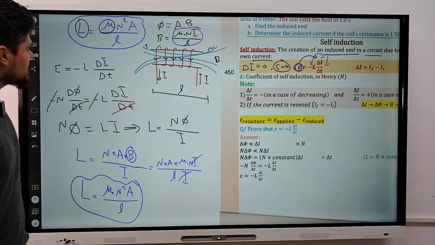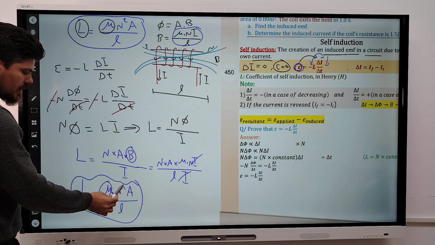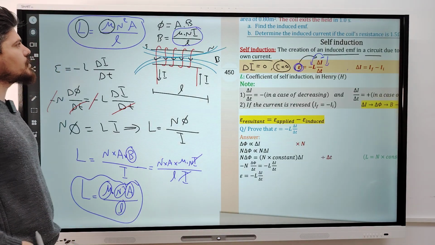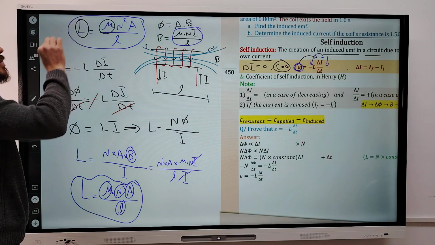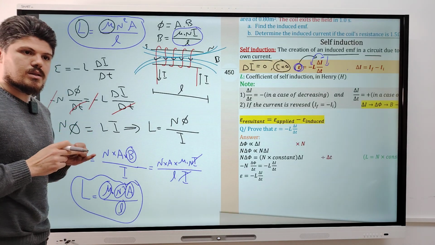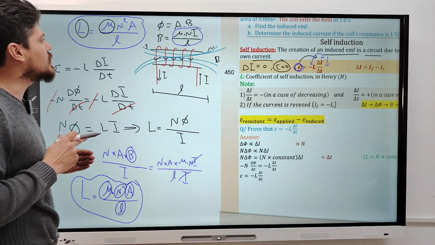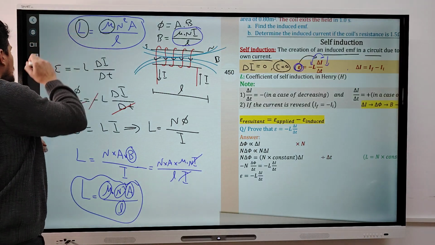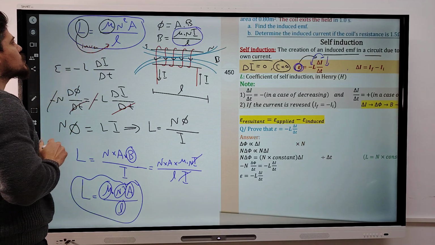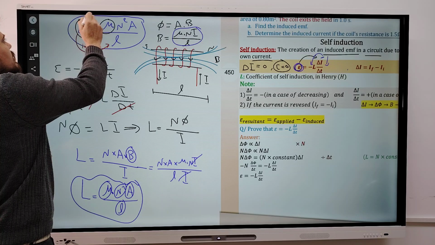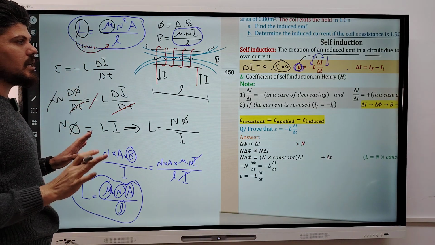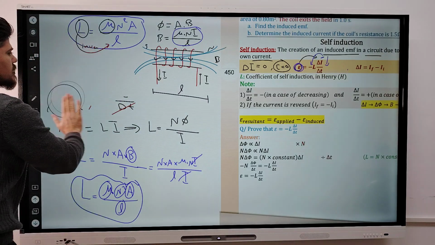So it means that the coefficient of self-inductance depends on the permeability, the square of the number of turns, the area of the coil, and the length of the coil. If they bring it in the exam, like: the coefficient of self-inductance is inversely proportional to which of the following? The permeability, no. The square of the number of turns, no. Area, no. The length of the coil, yes. What is the relation between the coefficient of self-inductance and the length? Inversely proportional. With the permeability? Directly proportional. With the square of the number of turns? Directly proportional. With the area of the coil? Directly proportional.